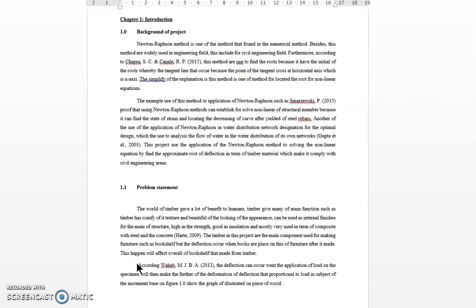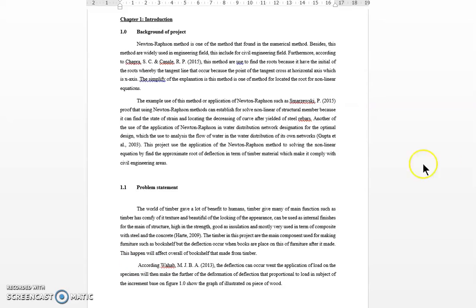So, about our problem statement. The world of timber gives a lot of benefit to humans. Timber has many functions, such as its texture and beautiful looking. It can be used as internal finishes for its high strength.